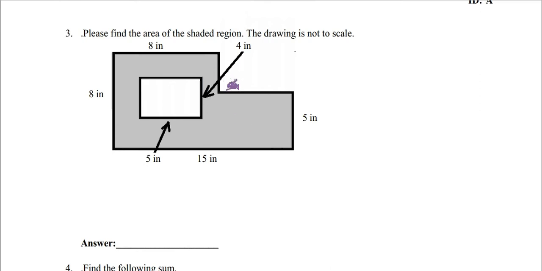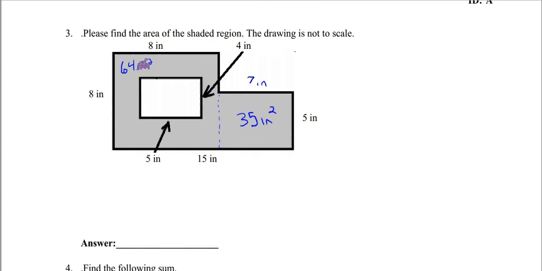So next is finding the area of this strange looking figure. My favorite way to do this is to break off this little rectangle from this rectangle and treat them as two separate things. This is 15 and this is 8 inches, so this must be 7 inches, because 8 plus 7 would have to be 15. This one is a 7 by 5, which is 35 square inches. This one's an 8 by 8, which gives me 64 square inches.